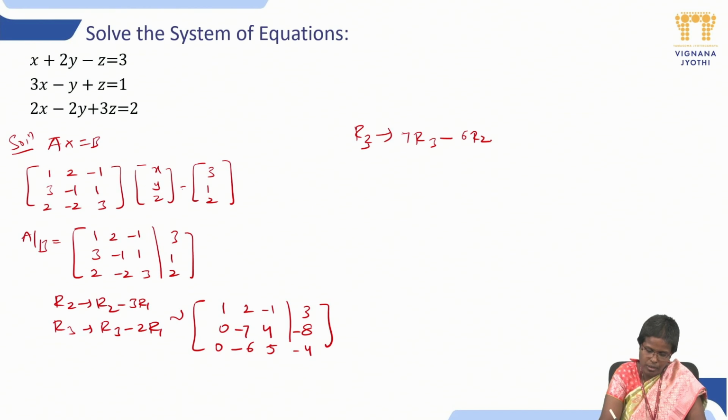Okay. Now, why are we applying this one? In order that the number of zeros must be in increasing order. So, in the third row, the number of zeros is 1. So, we have to make the third row, the second element as 0. That's why we are applying this one.